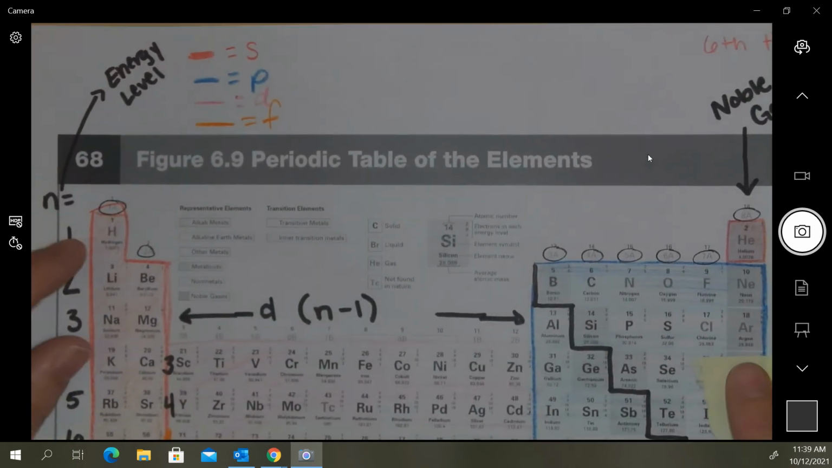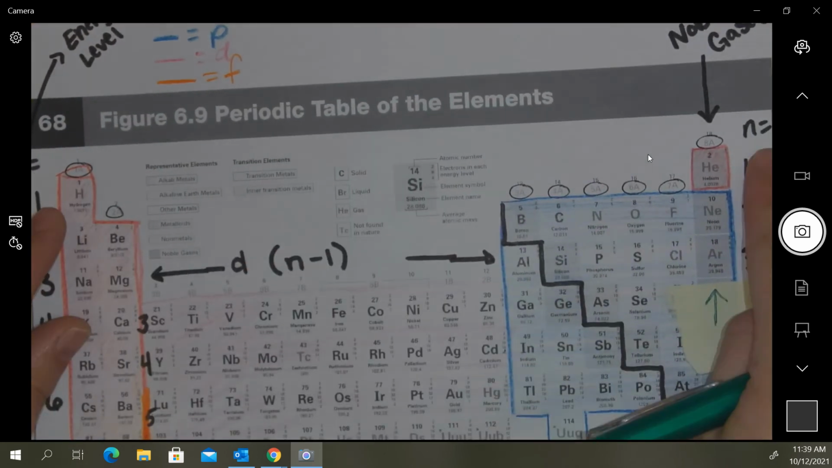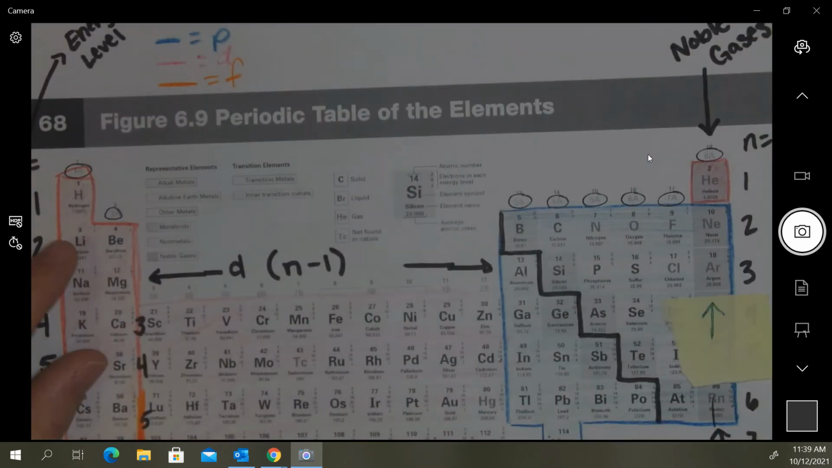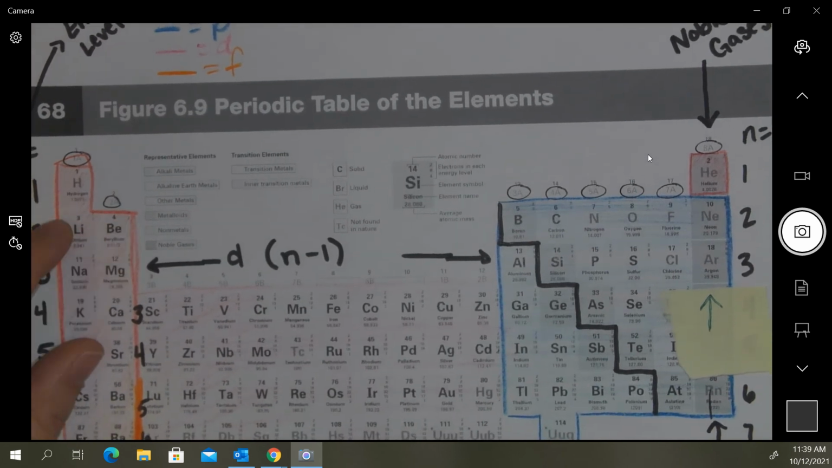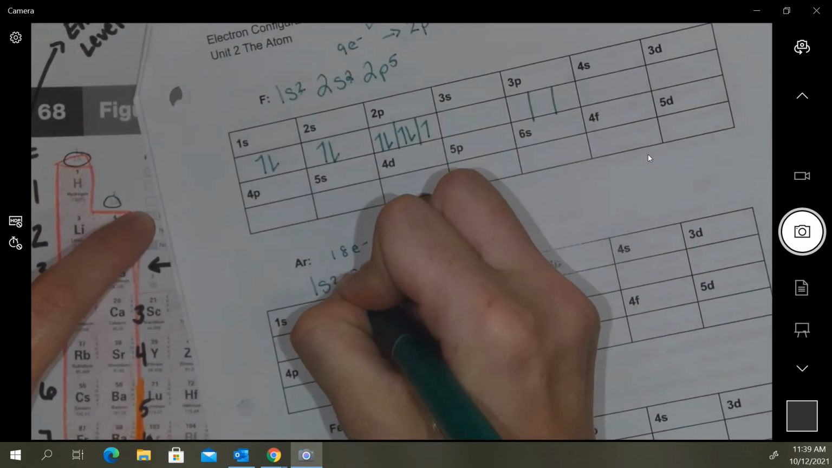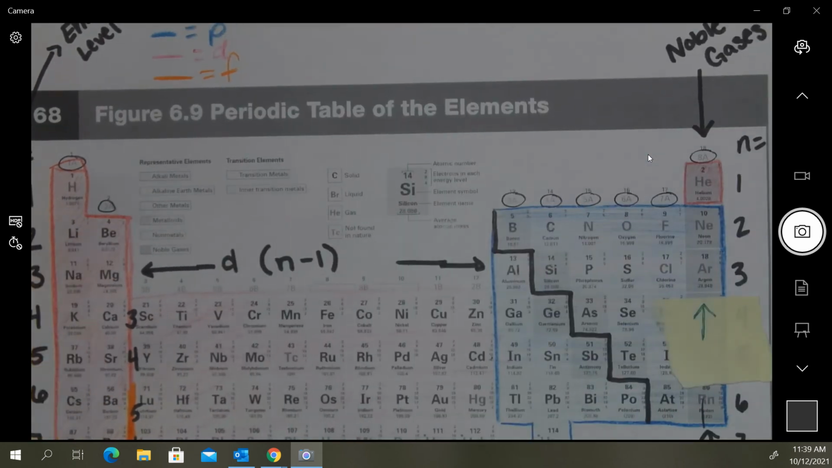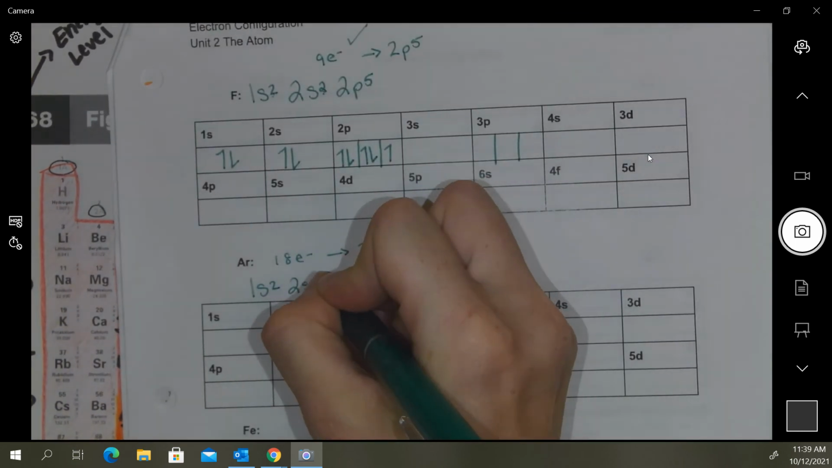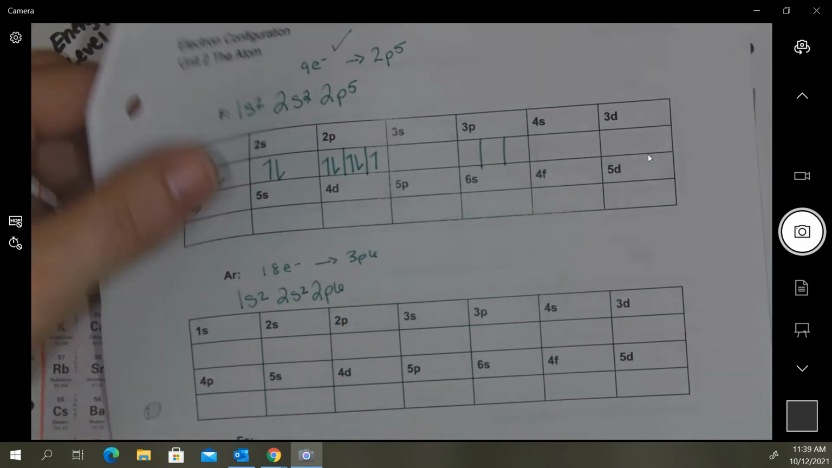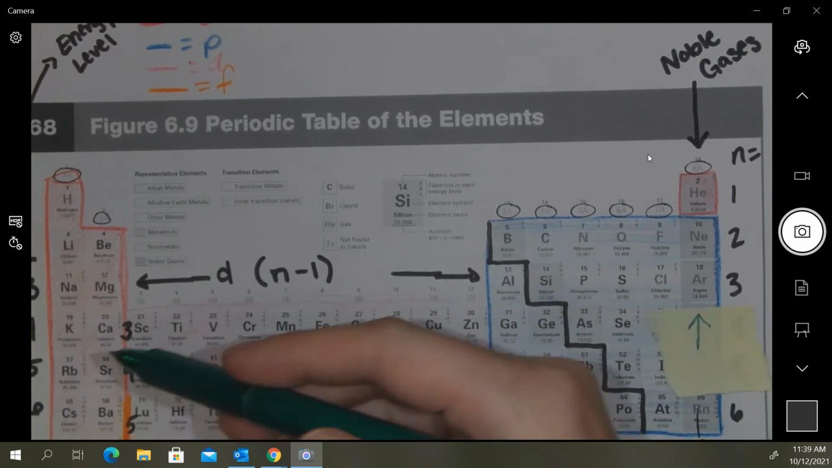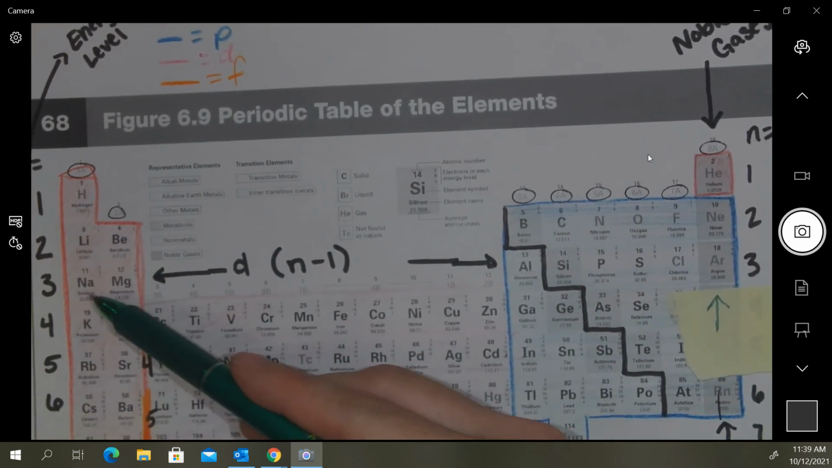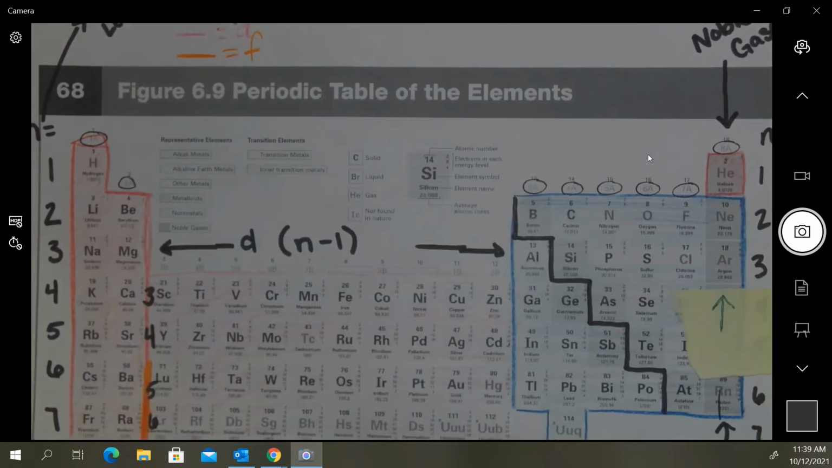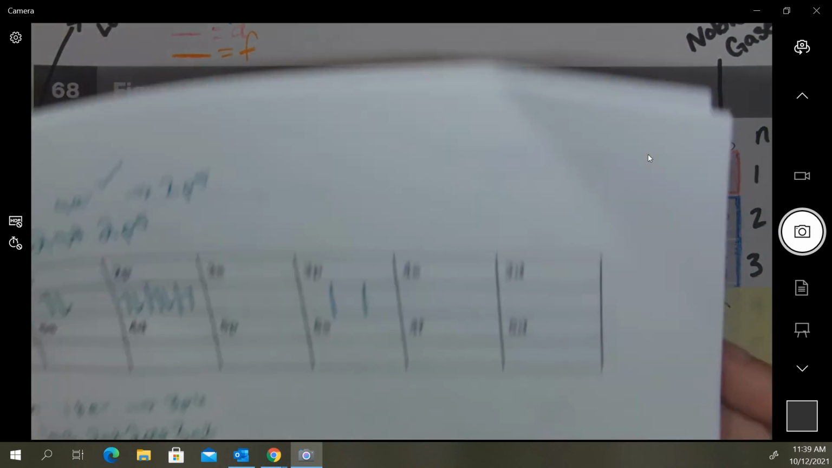All right, in order to get to 3p6, I have to get through 1s. So we're going to write down 1s2. In order to get to 3p6, I also have to go through 2s. So we're going to write down 2s2. We also have to get through 2p6. So we're going to write down 2p6. Remember, argon's all the way over here. We're down at level 3. We still have to get through 3s2. And then lastly, we're going to end on 3p6.